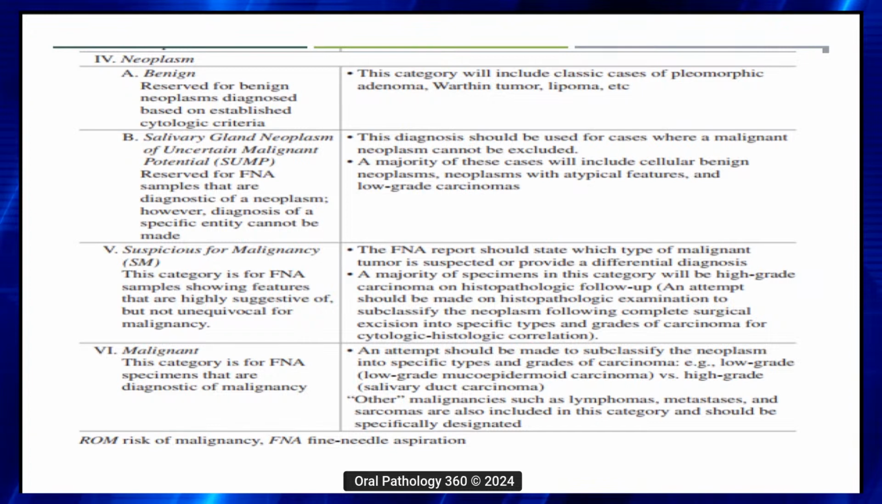Referring to the table from the Milan system for reporting salivary gland cytopathology, cases of pleomorphic adenoma fall under the benign or 4A category.